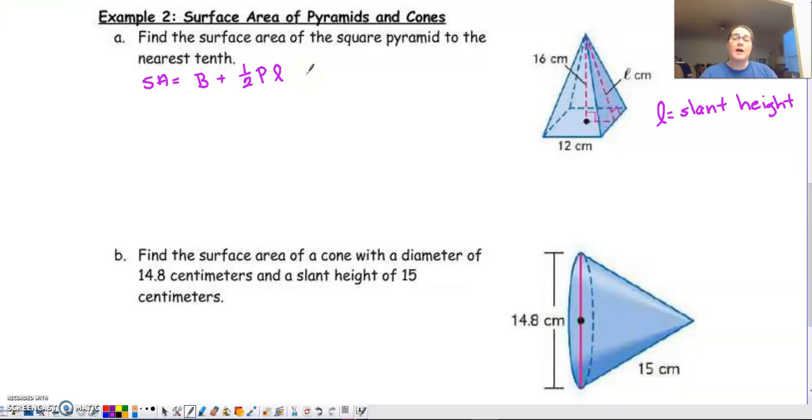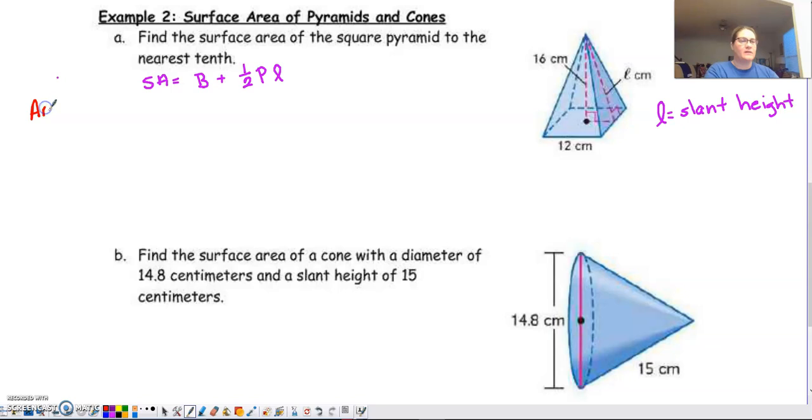So I've copied over the formula from the other page. And what we're dealing with here is first we need the area of the base, then we need the perimeter of the base, then we need the slant height. So first I'm going to find the area of the base.